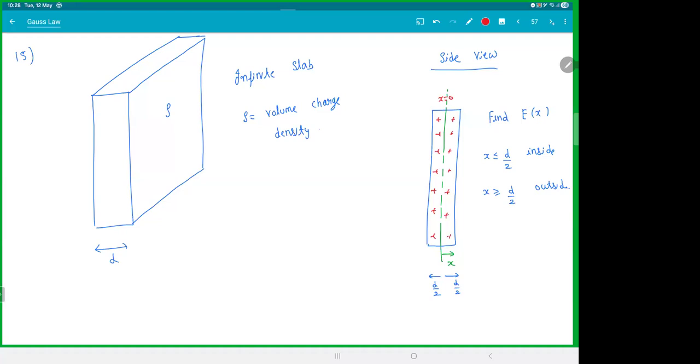How do we handle this? Rho x by epsilon, rho d by epsilon. A 2 will come, brother, check it.